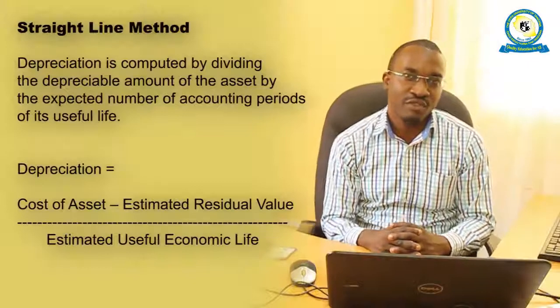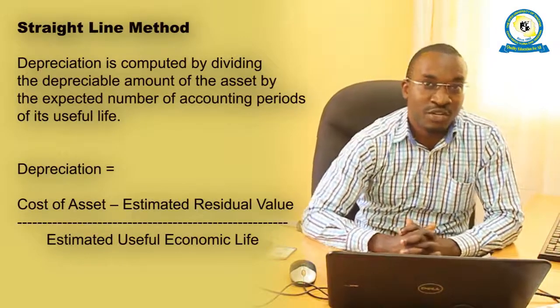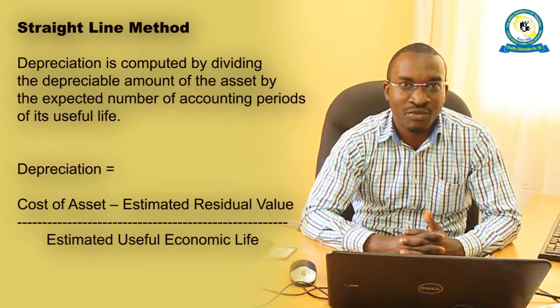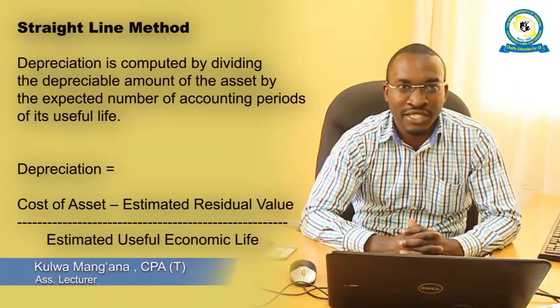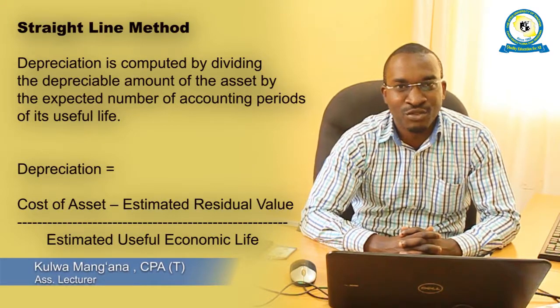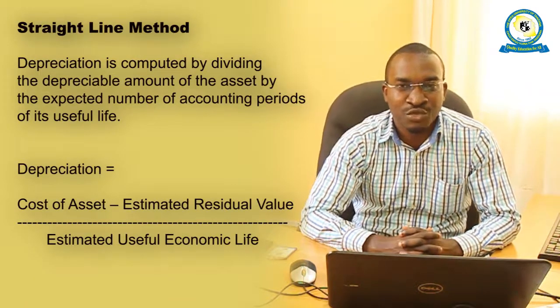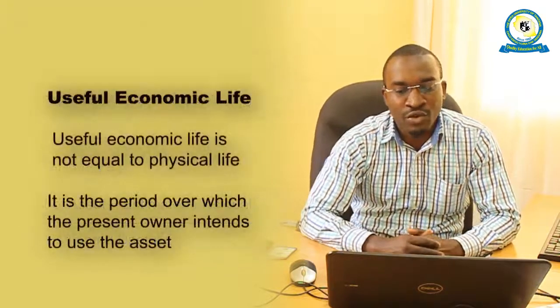Giving you an overview of the straight line method, we said depreciation is computed by dividing the depreciable amount of the asset by the expected number of accounting periods of its useful life. And remember, I've been telling you the formula for finding depreciation. You'll have to take the cost of an asset, minus the residual value, the difference of which you divide by the estimated useful life. Now, what do we mean by economic life or economic useful life?